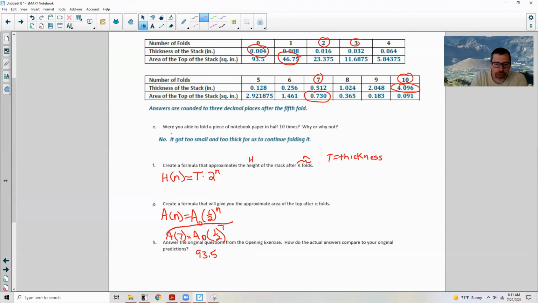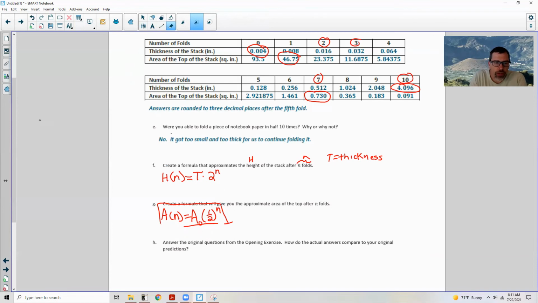So the formula is definitely a sub n equals a sub naught times 1/2 to the power of n, where a naught is the size of the paper without any folds, and n is the number of folds.